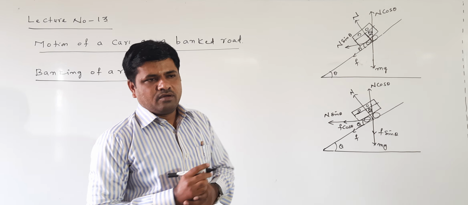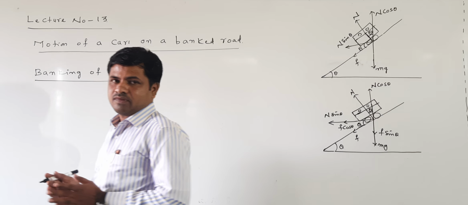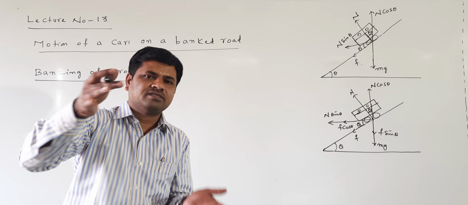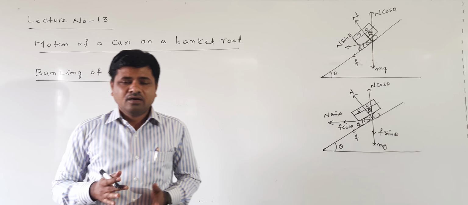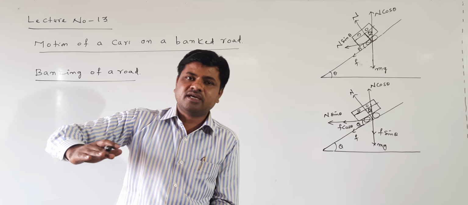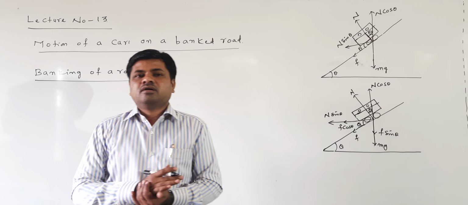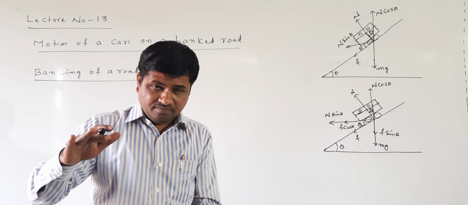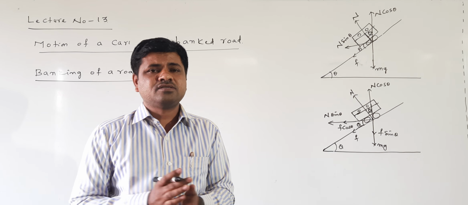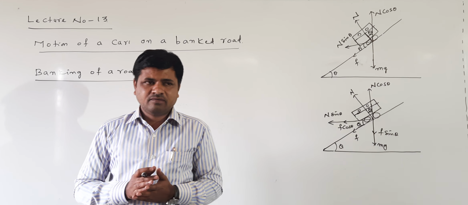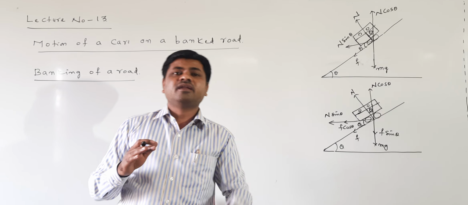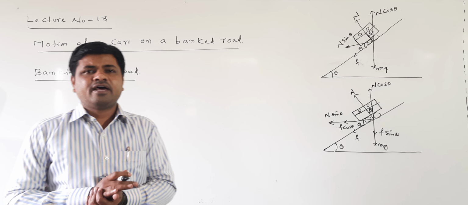Suppose we are traveling on the road. When there is a curve, the road is curved, in a circular curve like this. In these cases, they raise the outer edge of the road above the inner edge at the time of constructing the roads. When the outer edge of the road is raised above the inner edge of the road, that is called banking of a road.